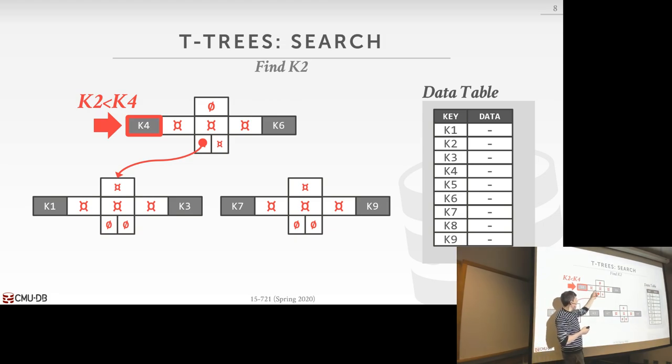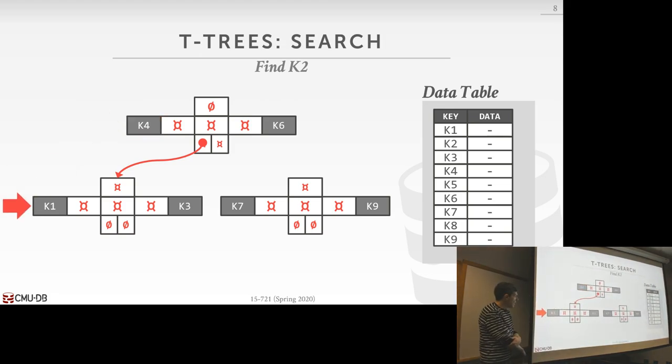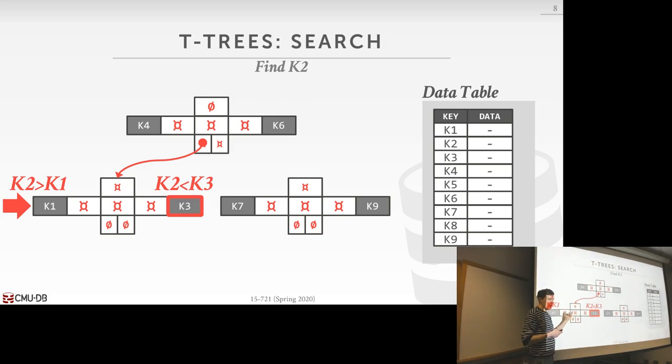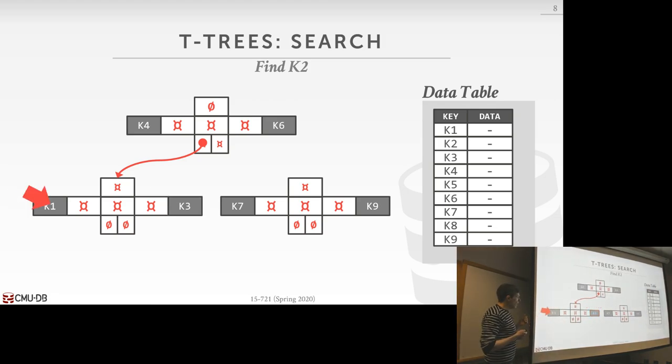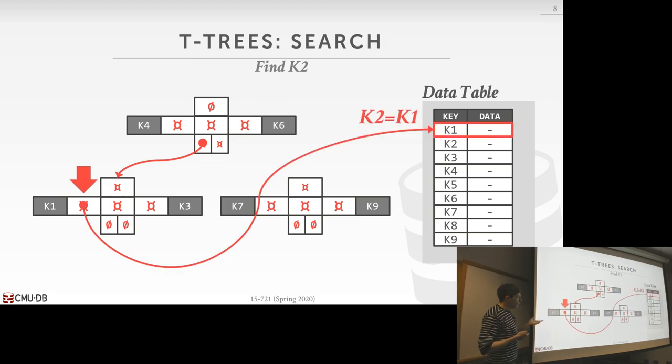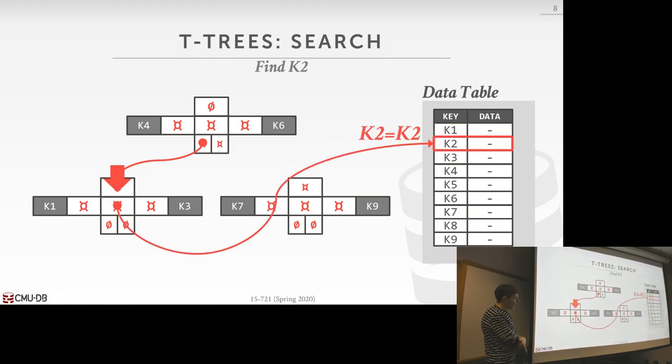Even though I said it's kind of inefficient to have to do these pointer lookups, most of the time you don't have to. It's only when you land on a node where you think the key should be that you have to follow the pointer. So we land down here and check whether K2 is greater than K1. It is. We also check whether K2 is less than K3. It is. So our key could potentially exist because it's within our boundaries. Since we only have three keys per node, we can just do a linear scan, look at every record, or follow the pointer and do our comparison with the key over there.